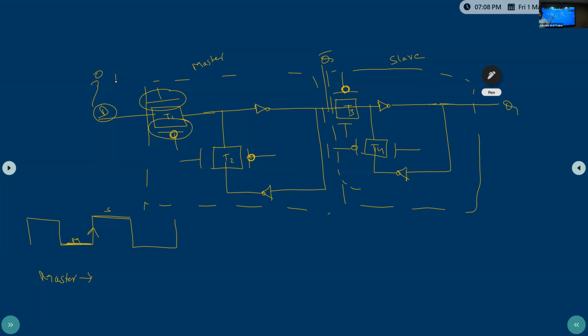If I connect both, then we can produce strong 0 as well as strong 1. That's the reason we will use the transmission gates. Signal should not be dropped. So this is the thing.